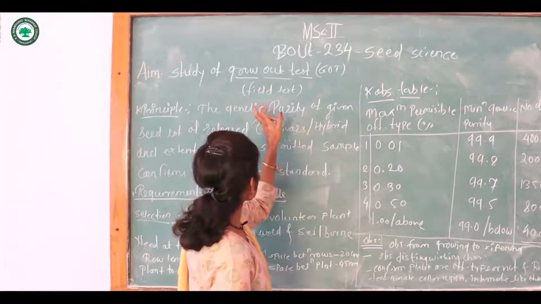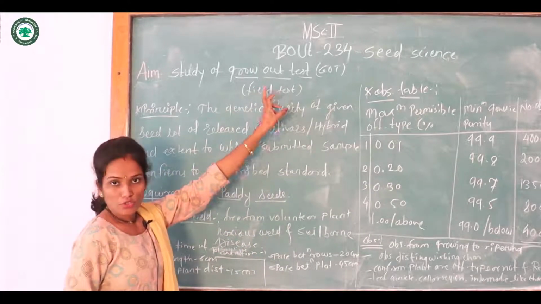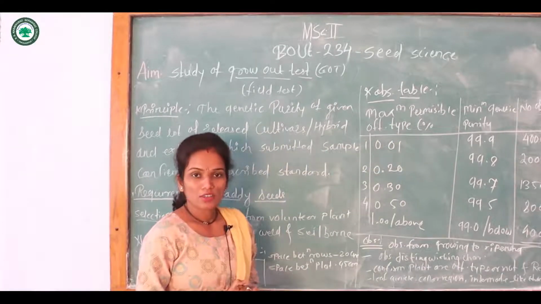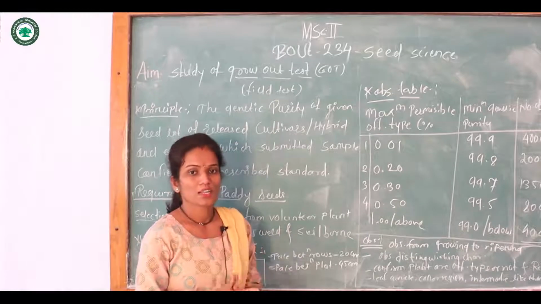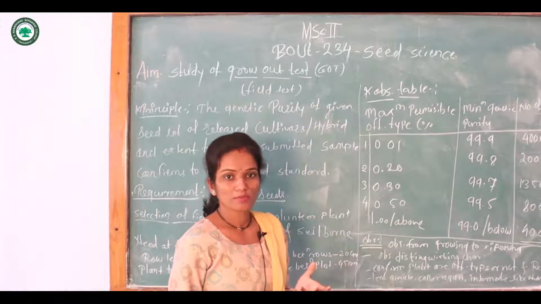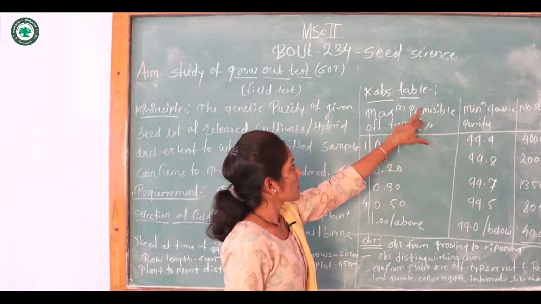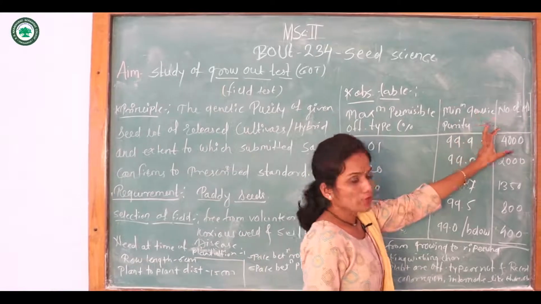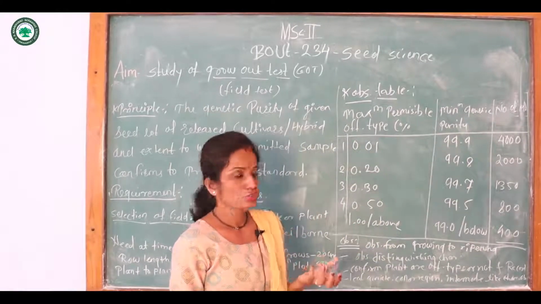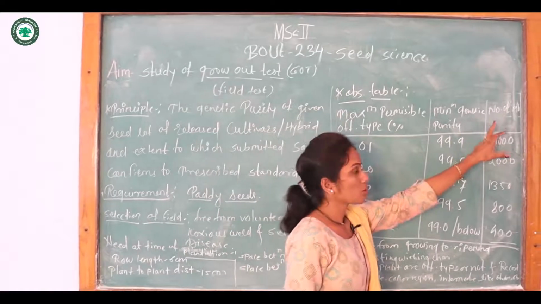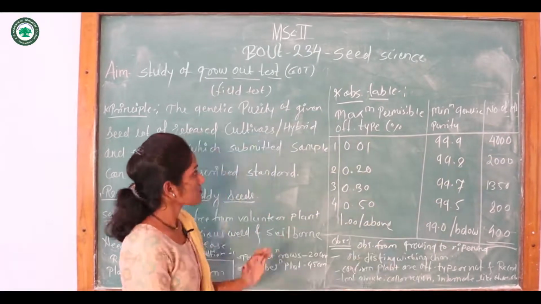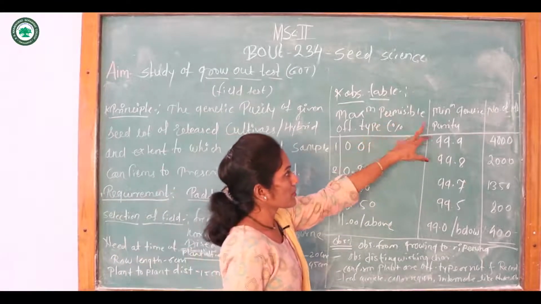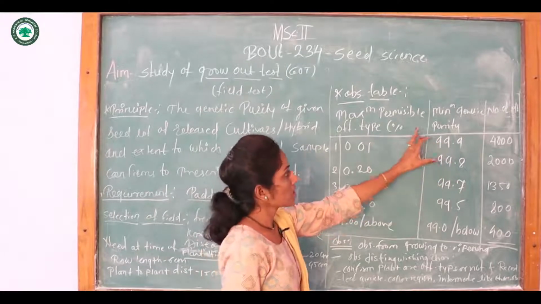Then for the genetic purity test or the field test, we have to observe this table. When we plant the seedlings or seeds, some plants will be off type, that means they do not form flower or fruit. That is known as the permissible off type percentage. The minimum genetic purity, that means the purity out of 100%, is also counted in percentage, along with the number of plants we planted. Here is the observation table. There are 4 observations, and the maximum off type and minimum genetic purity should be shown here.